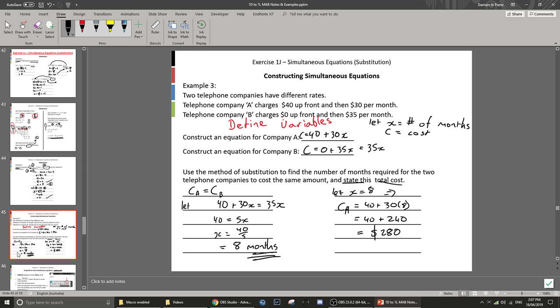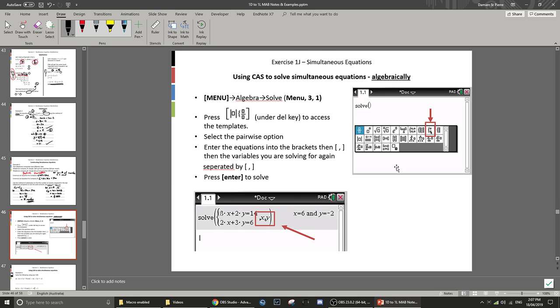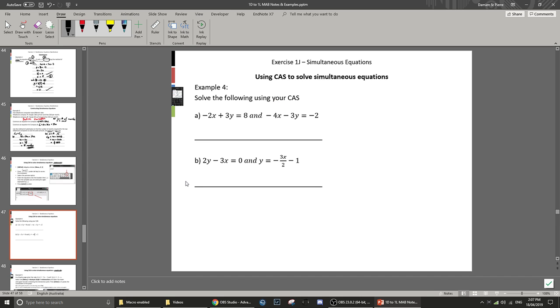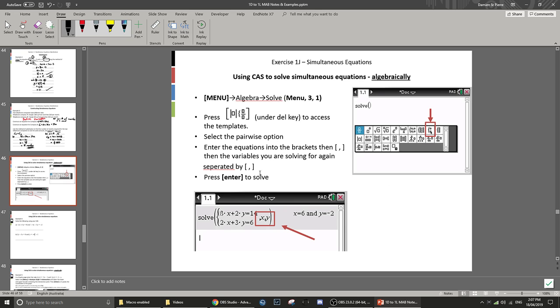$280. Okay. Now the remainder of slides are using your CAS calculators to do this. I'll leave this for now for you to try by yourself. Just follow through the instructions. The big thing here people forget is we put in our two equations or relations. You need to put on the end here the x and the y, the variables you actually want to solve for. So you place your equations, and then the solve brackets needs two parts. The first bit is your equations, and then at the end you need the variables you actually want to solve for. So don't forget that.